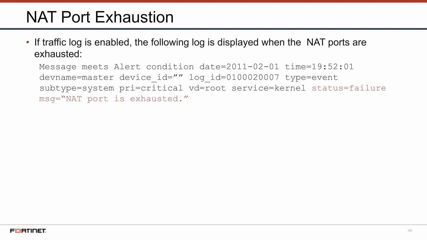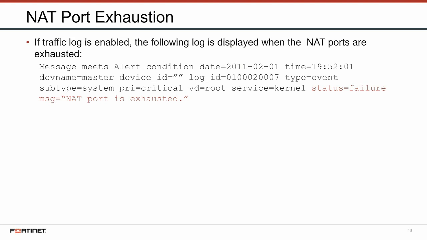NAT port exhaustion occurs when there is so much traffic traversing the border and being translated that all ports are being used. When NAT port exhaustion occurs, FortiGate informs the administrator by displaying the log shown on this slide with a severity of critical. To address NAT port exhaustion, you need to take one of the following actions. Create an IP pool that has more than one external IP tied to it, so it load balances across them. Reduce the traffic traversing the border.